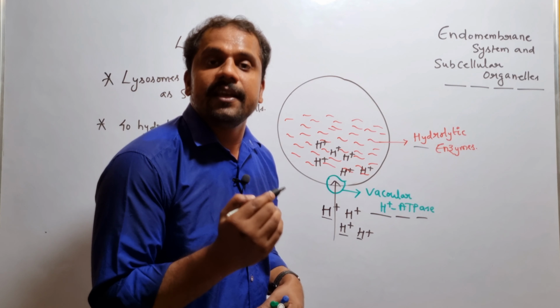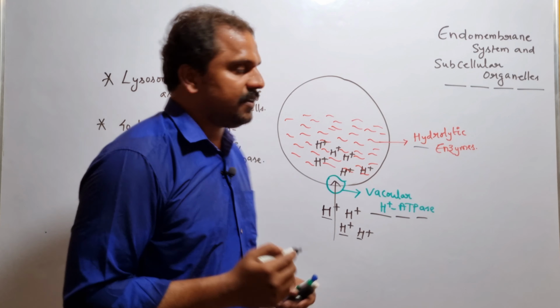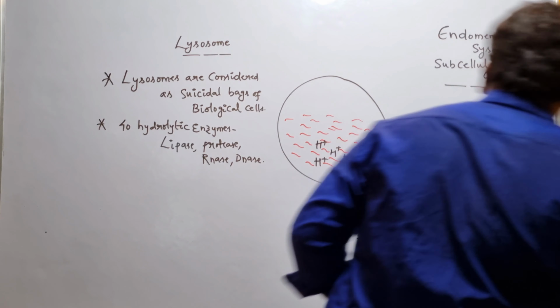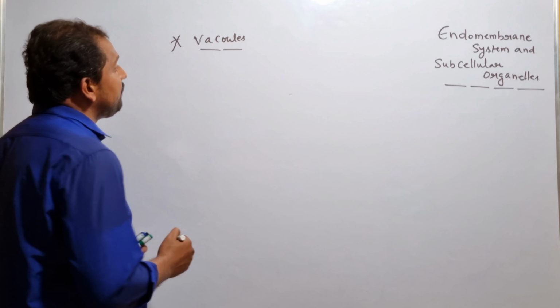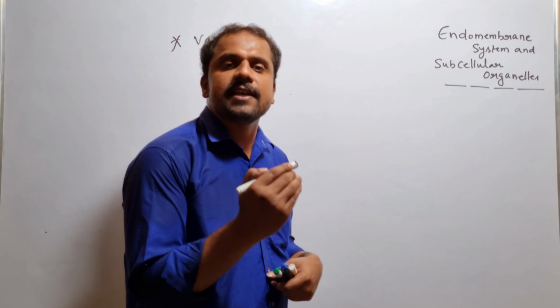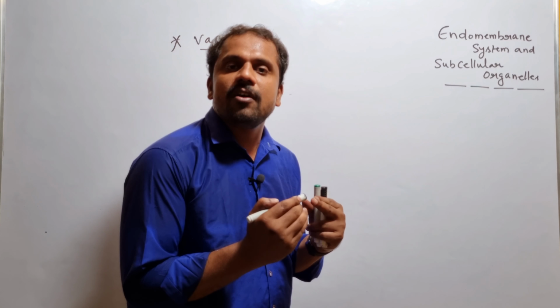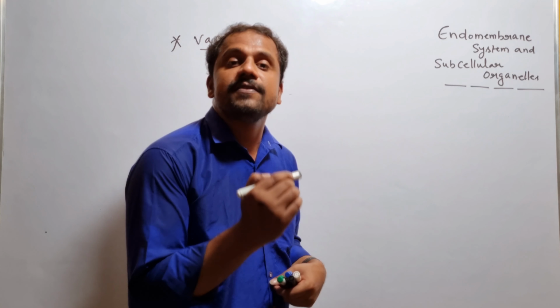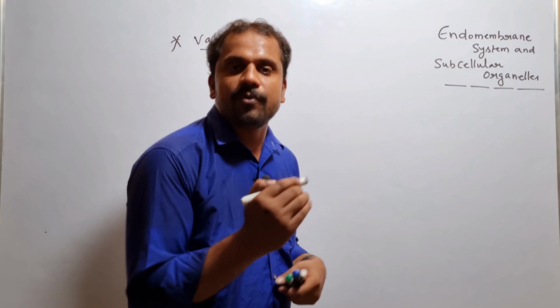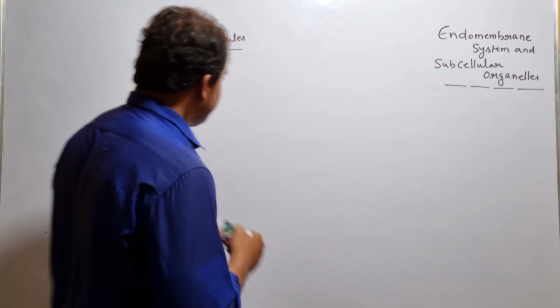Then after that we will be studying vacuoles. So what are vacuoles? If we consider vacuoles, they are membrane bound subcellular organelles which are most commonly present within the cytoplasm of certain living organisms like plants, fungi, and even protists. Is it clear? So let me write it here.